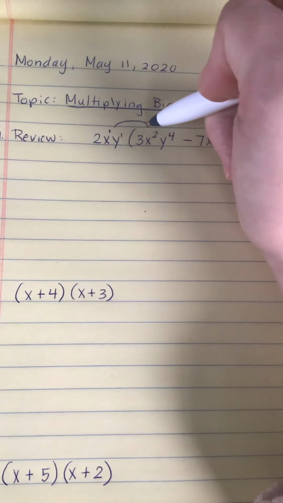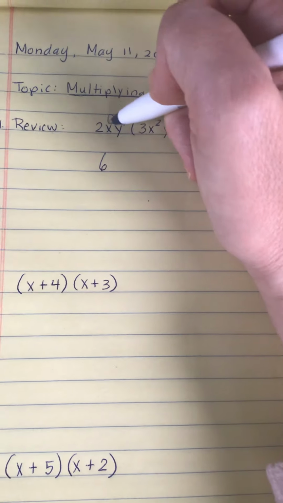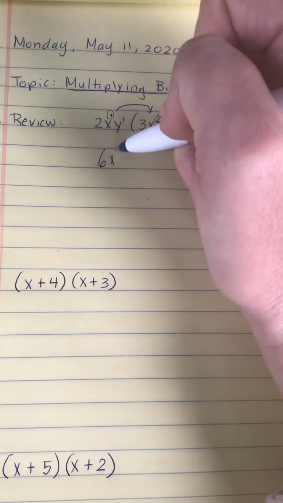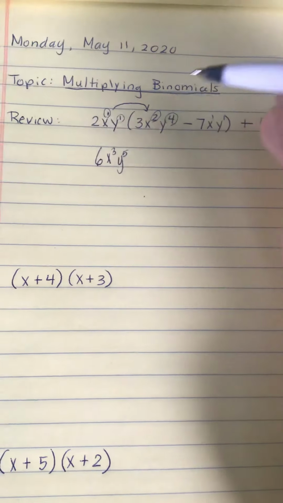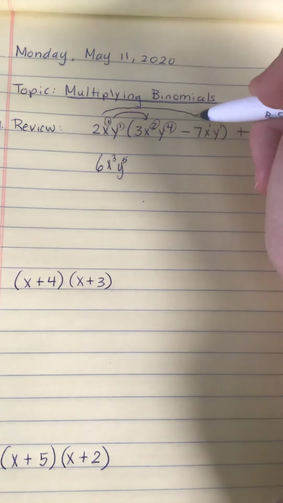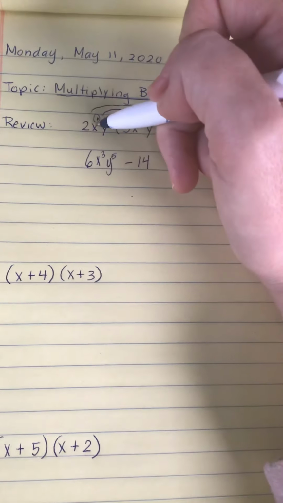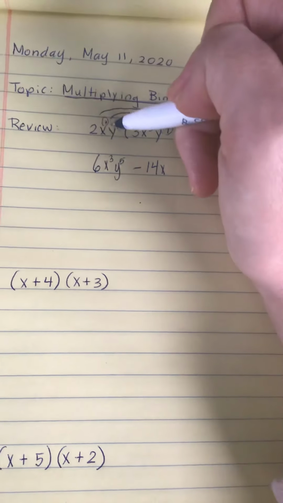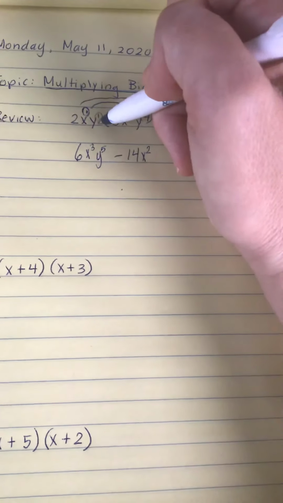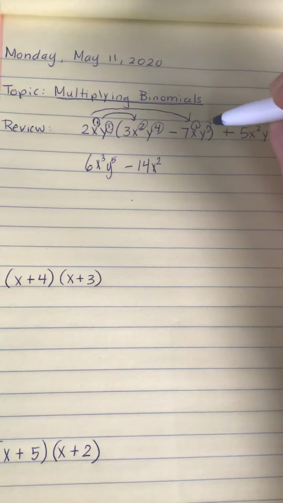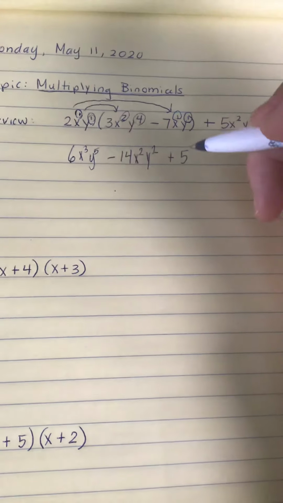And let's distribute. So you multiply your coefficients. 2 times 3 is 6, and you're adding your exponents. So 1 plus 2 is 3, that would be x to the third. And 1 plus 4 is 5, so that's y to the fifth. That's that one. Then you're going to go out here. You do 2 times 7. That's negative 14. And then you're going to put your x. 1 plus 1 is 2, so that would be x squared. And 1 plus 1 is 2, so that's y squared. And then you're bringing this one down because it wasn't in the parentheses.